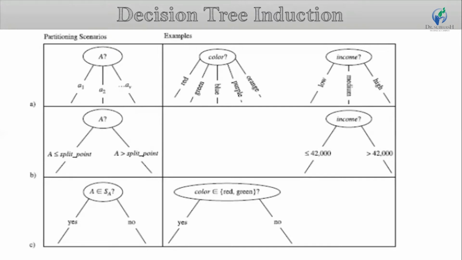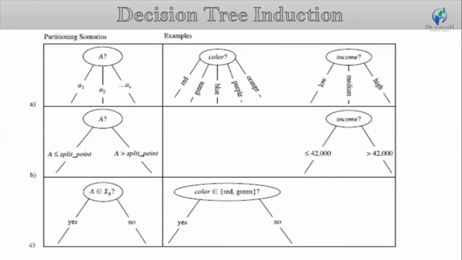If A is discrete valued, then one branch is grown for each known value of A. Now in the second figure, if A is continuous valued, then two branches are grown, corresponding to A is less than or equal to the splitting point and A is greater than the splitting point. For the third figure, if A is discrete valued and a binary tree must be produced, then the test is of the form A belongs to S_A, where S_A is the splitting subset of A. So this way we have generated a decision tree induction.